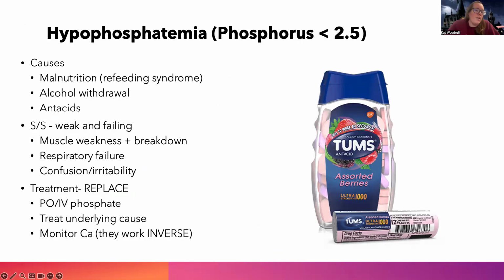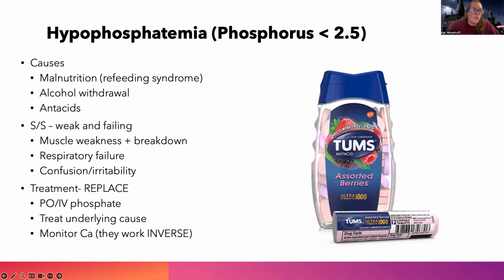So the causes are going to be malnutrition or refeeding syndrome, like I was talking about, someone who's in alcohol withdrawal. Usually when they're in alcohol withdrawal, they're starting to eat again, and then they have the whole refeeding syndrome, which leads to phosphorus being wasted. Then antacids like Tums: things like Tums are made from calcium and they bind phosphorus, so they can leach that phosphorus out of the body and cause you to be in a state of low phosphorus.